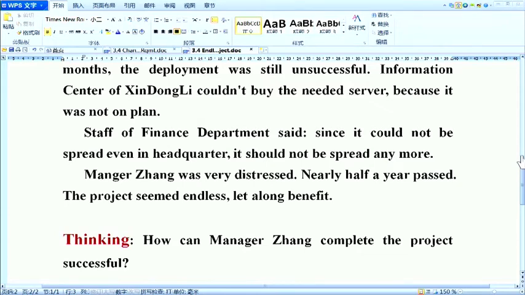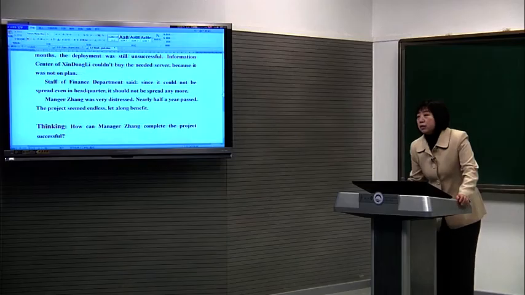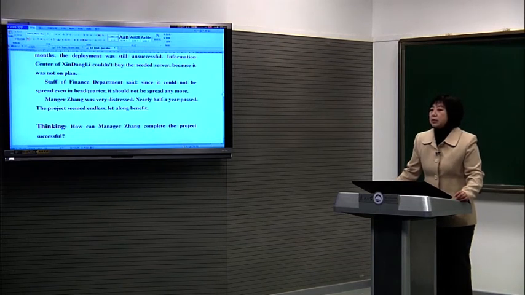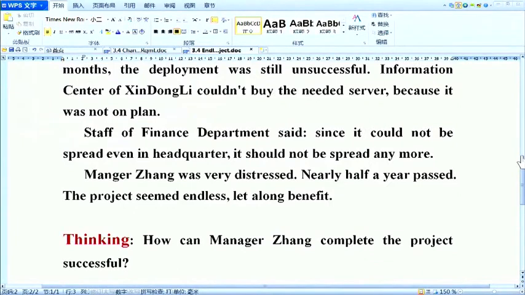Manager Zhang was very distressed. Nearly half a year passed. The project seemed endless, let alone benefit. This project seems so unhappy. Well, let's think. How can Manager Zhang complete the project successfully?